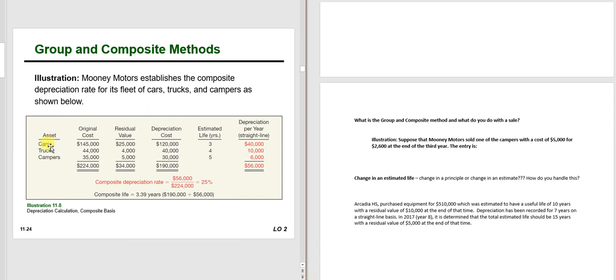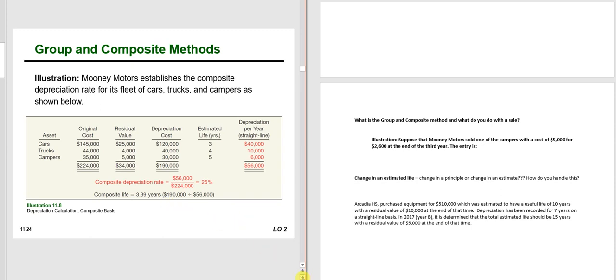And here I have 3 different types of assets. They originally cost $145 with a residual of $25. So again, they probably even grouped these together before they came up with cars. It has a 3-year life, so I've grouped them together, and then I'm now going to have the composite one. So I figure out my depreciation on them on a group basis. All of them have a 3-year life. And I have depreciation of $56,000 out of the cost of $224. So I'm basically taking 25% a year, and my composite life is 3.39 years. So that's all a group and composite is.